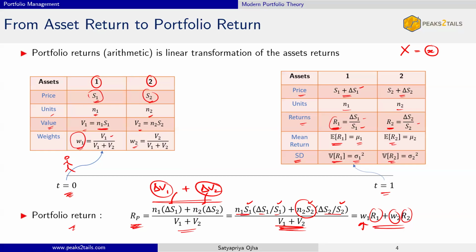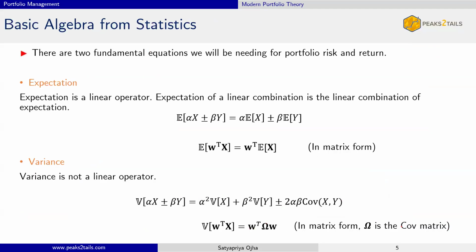Simple maths. This is the first equation that you need to know. There is absolutely no complication anywhere, no assumptions. It's very simple mathematics. Portfolio return is the weighted sum of individual asset returns. Everything is arithmetic, there is no log return or anything else. If this is clear, let's move forward.